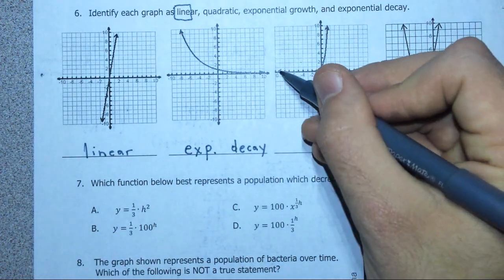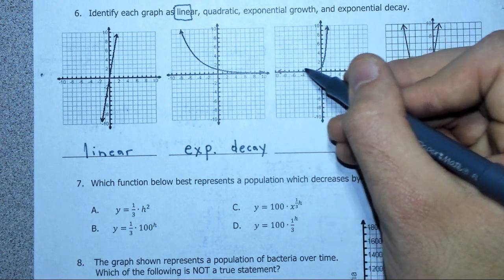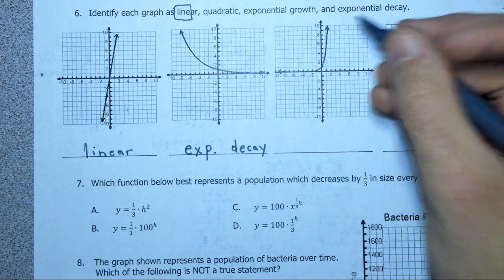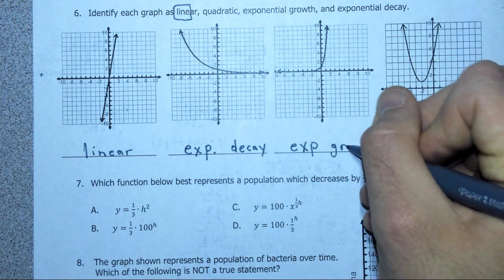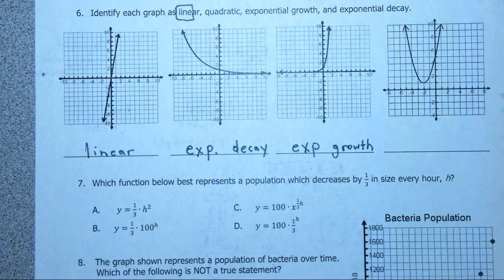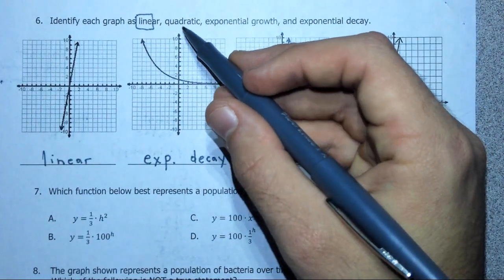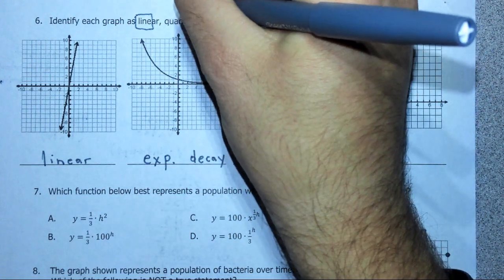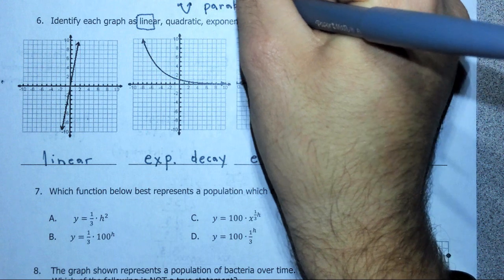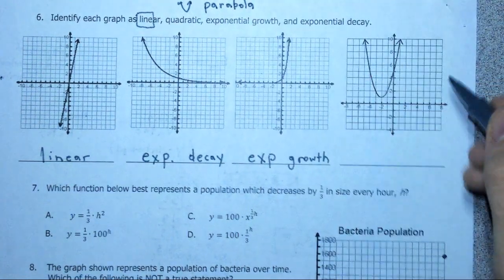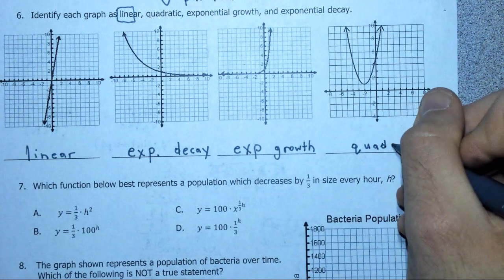Again, this one is exponential because I have the half C, but it's going the other way. Are my numbers getting bigger or are they getting smaller? Well, these are getting bigger, so this is exponential growth. That leaves the only one left, which is quadratic. And remember, quadratic forms my little U shape, which has a fancy name called a parabola. And this is my parabola. So this one is quadratic.